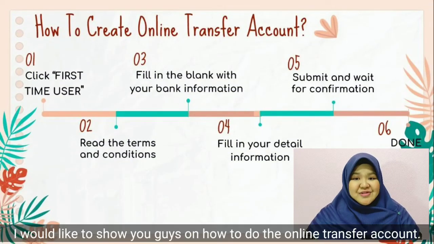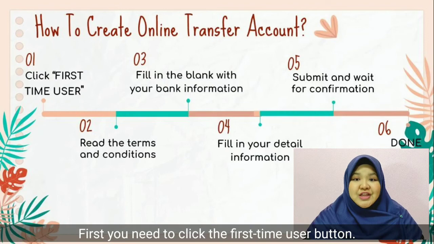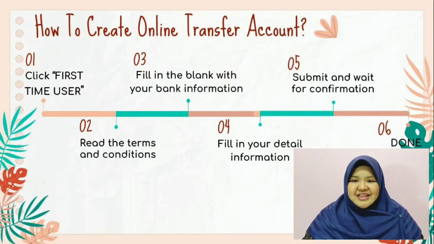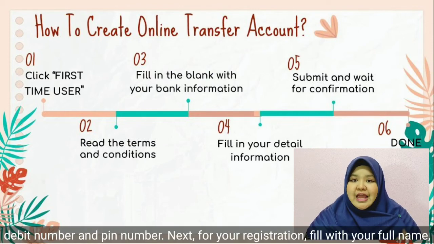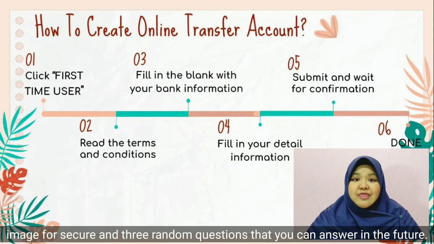Move on, I would like to show you guys how to do the online transfer account. Believe me, it is as simple as ABC. First, you need to click the First Time User button. Second, read the terms and conditions, and if you have read them, tick if you agree. Third, fill in the blanks with your bank information such as ATM card or debit card number, and PIN number. Next, for your registration, fill in your full name, identity card number, password, email, phone number, private word, image for security, and 3 random questions that you can answer in the future.